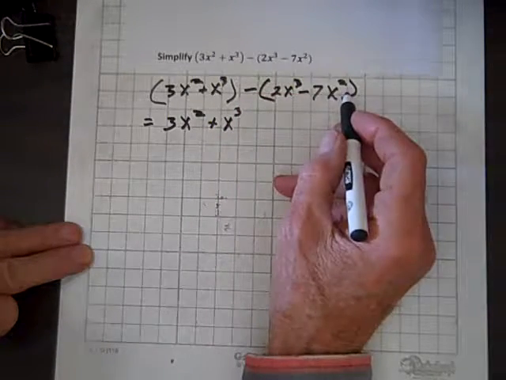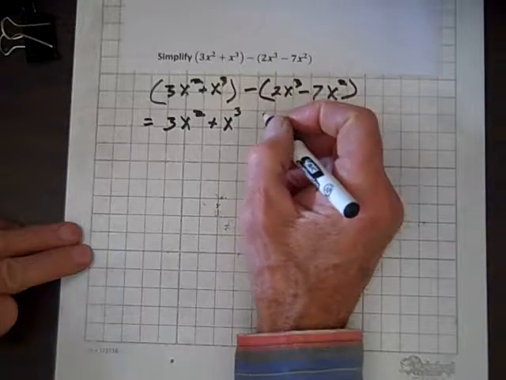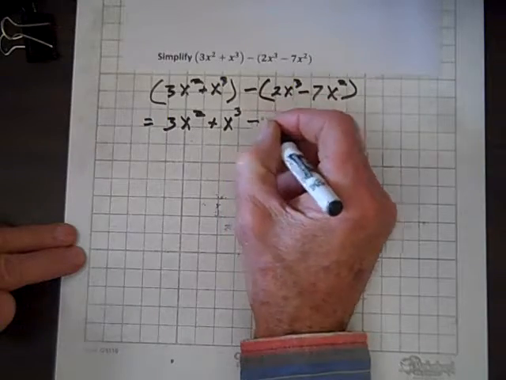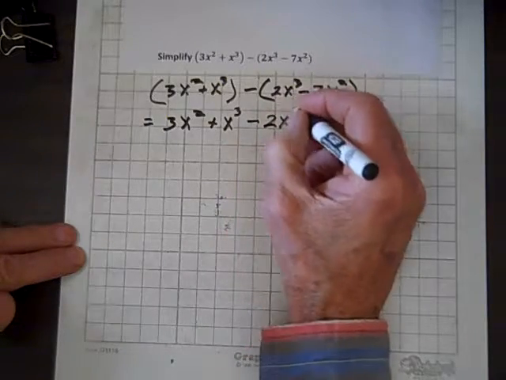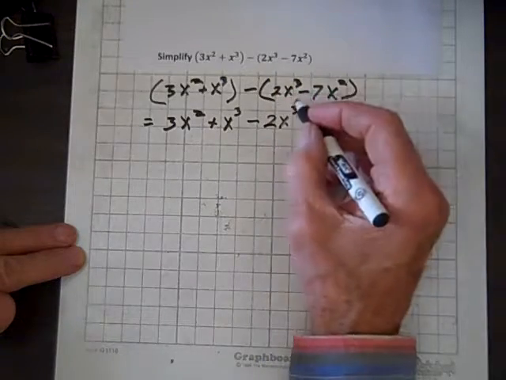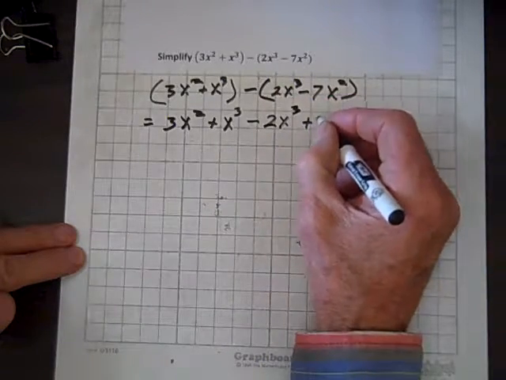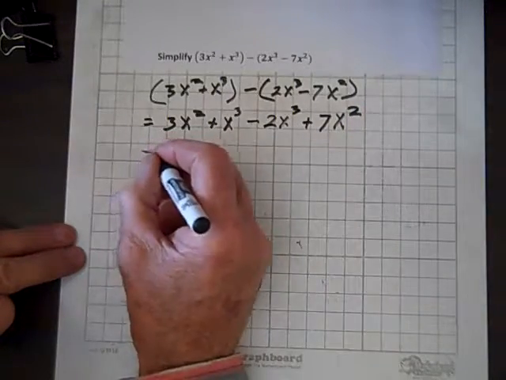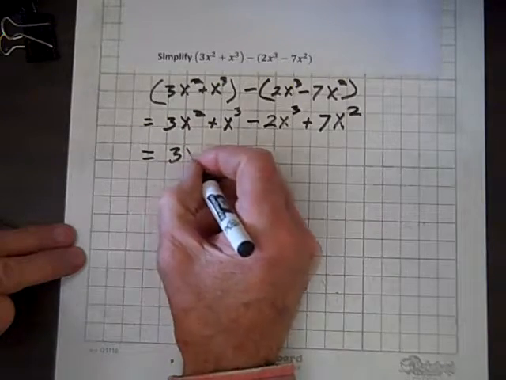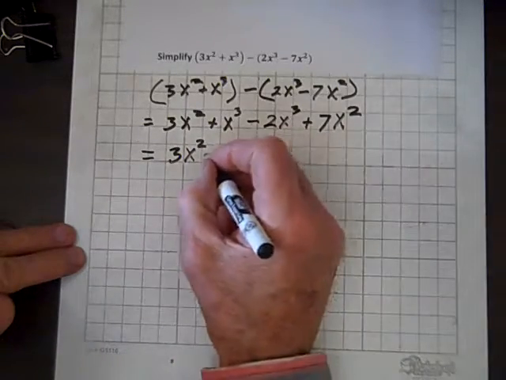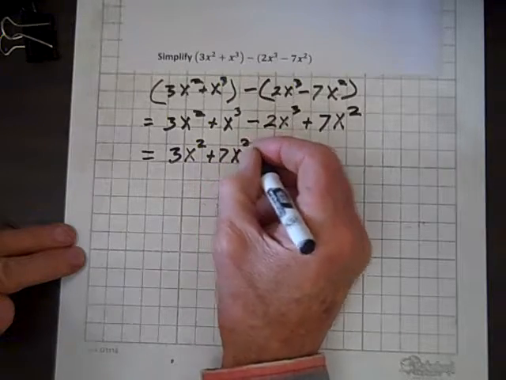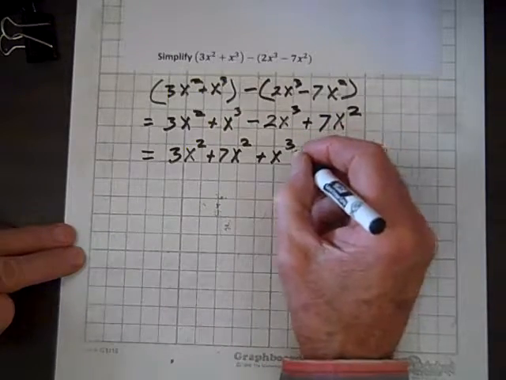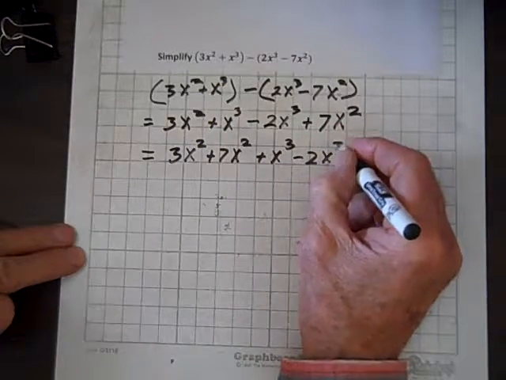Now, to dispense with these parentheses, we have to distribute that negative. Well, anytime you multiply through by a negative, you simply change every sign. Because a negative times a positive is negative, and a negative times a negative is positive. 7x squared. Now we'll get our like terms together, so we have 3x squared plus 7x squared, and then plus x cubed, this guy right here, minus 2x cubed.